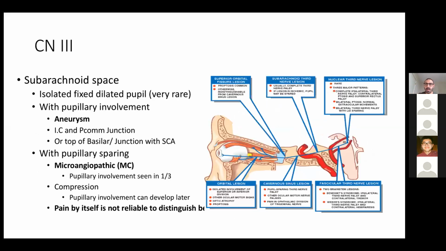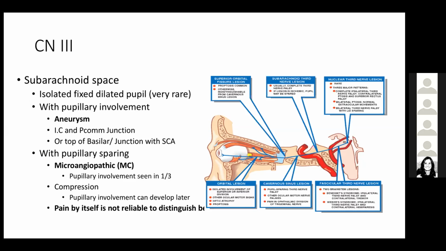All right, and then in the subarachnoid space, we'll ignore the isolated fixed dilated pupil because it's very rare. But there are two big entities here. If it's involving the pupils, like dilated pupils or pupils different in size, or there is a ptosis, then it's an aneurysmal cause, most commonly at the junction between the internal carotid and the posterior communicating artery, the PCOM junction.